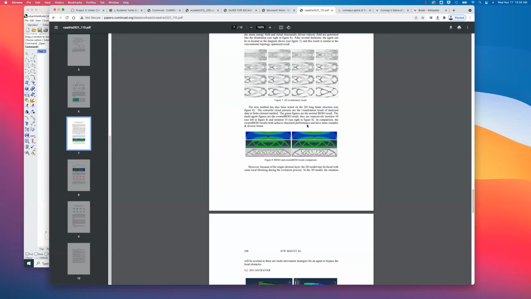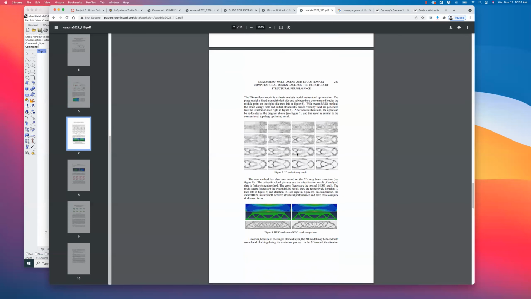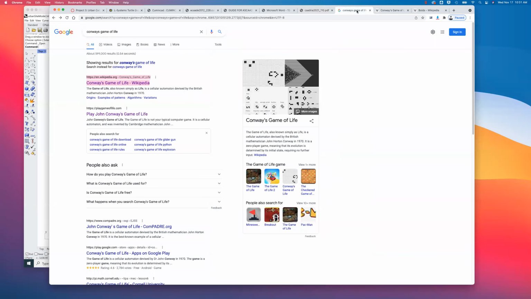So it's an interesting way of thinking about architecture, in that it's not the traditional way that we learn how to think about architecture. Anyway, it's all dealing with performance. So what we're going to be dealing with is a cellular automata.